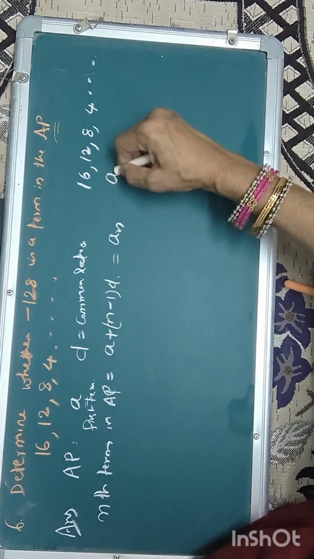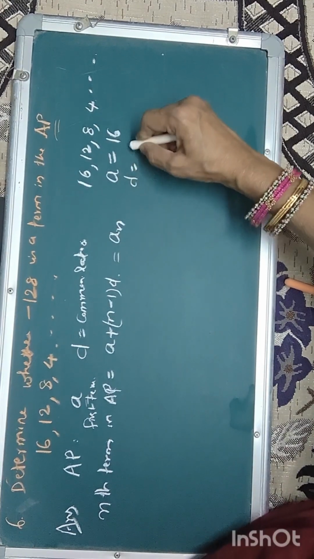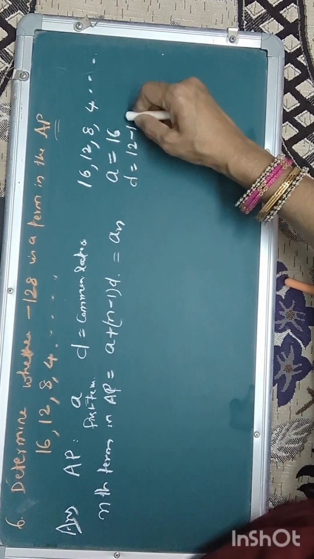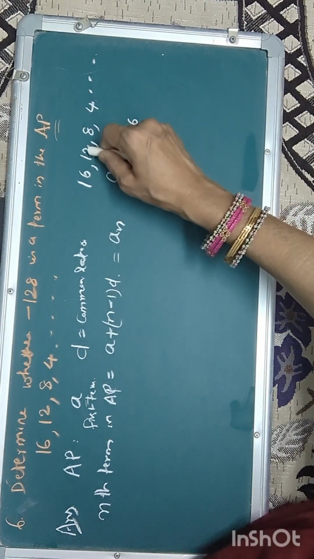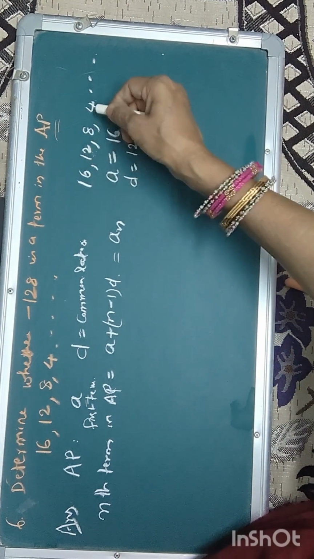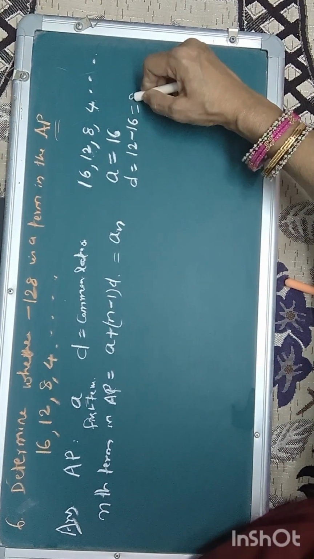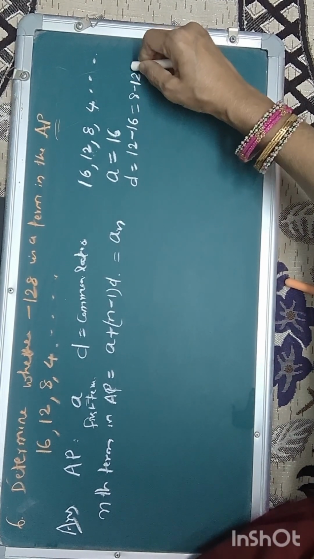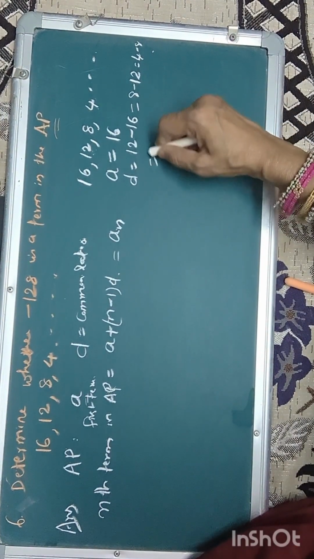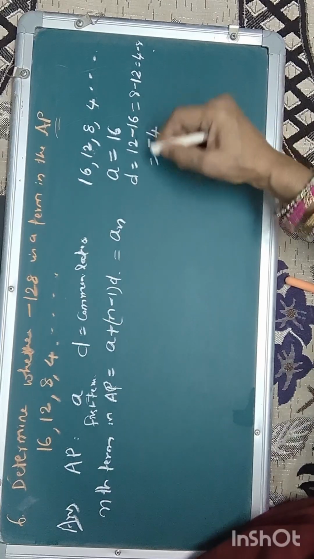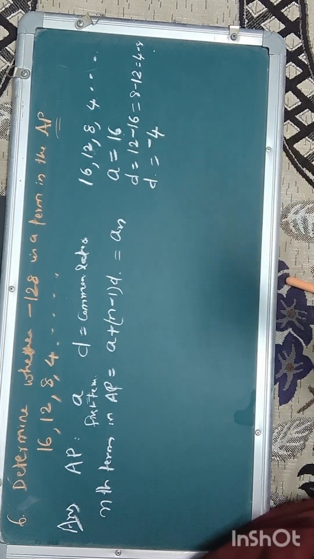So here the arithmetic progression is 16, 12, 8, 4. Here a is equal to the first term, a is equal to 16 and d is equal to 12 minus 16. This is the difference between the second term and first term, third term and second term, fourth term and third term, like that. 12 minus 16 is equal to 8 minus 12, that is equal to 4 minus 8. How much we get? d is equal to minus 4. So a is equal to 16 and d is equal to minus 4.